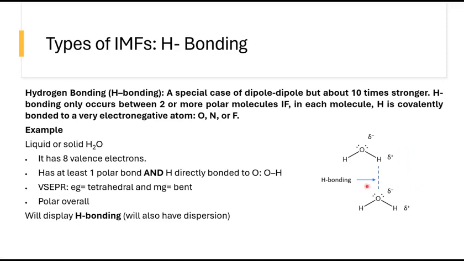Therefore, when a second water molecule comes into play, the partial positive end of one water molecule will interact with the partial negative end of another. And that interaction there is very strong. It's called hydrogen bonding. It's still an IMF though.